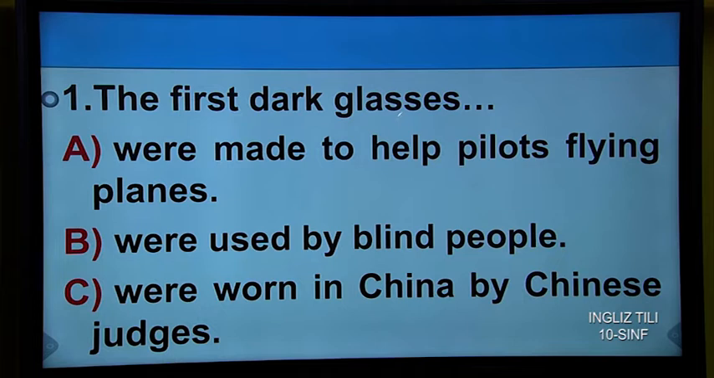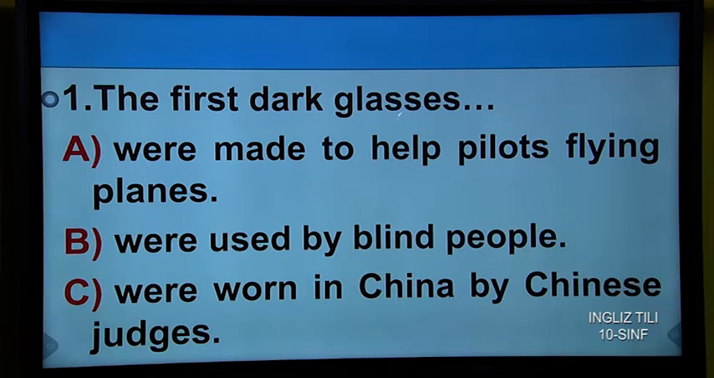It is also a listening task. Before listening, you have to do this test. If you don't know the answer, you can just guess. By the way, you can learn a lot of interesting facts. The first one. The first dark glasses options: were made to help pilots flying planes, or were used by blind people, or were worn in China by Chinese judges. Please open your notebook, write down activity 2, listening, and you can just write your answer, A, B, or C. What is your answer for this one?